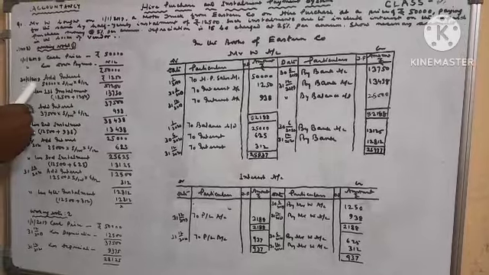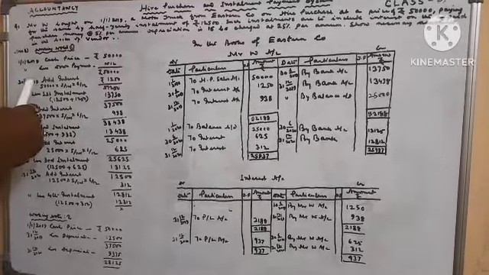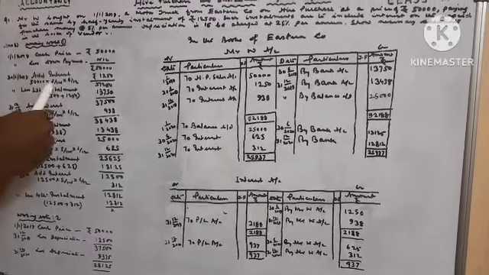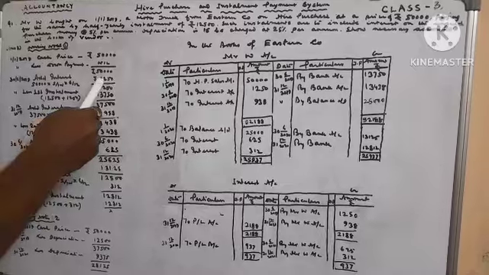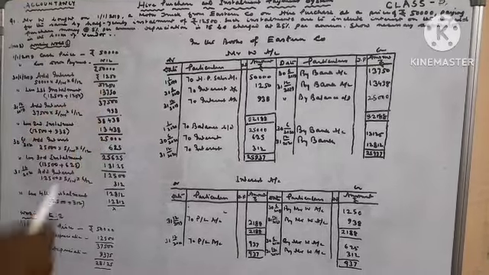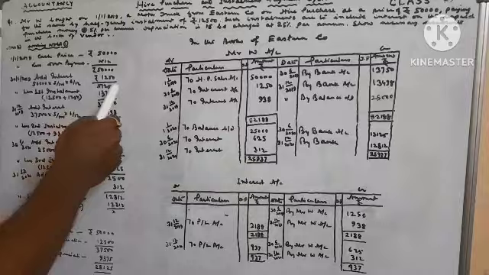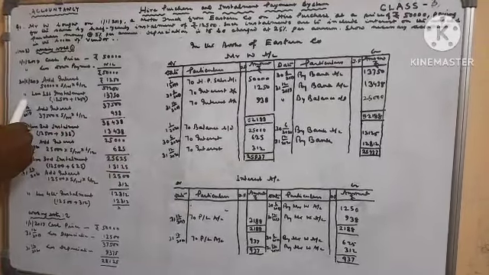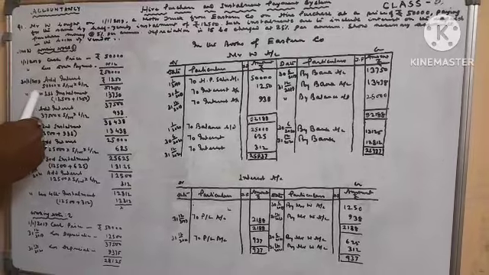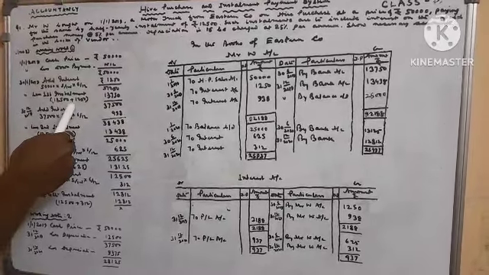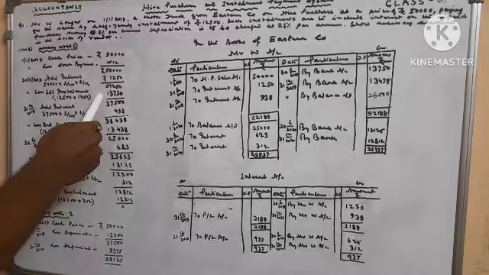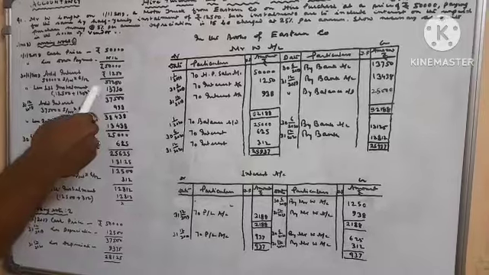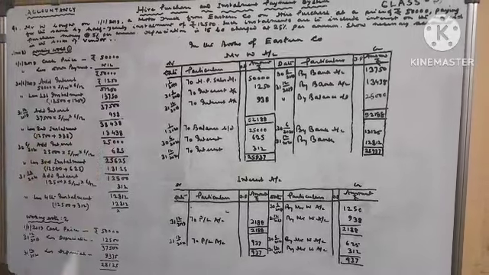On 30/6/2019, interest will be calculated and added. So 50,000 into 5/100 into 6/12, 1,250. After adding interest, the result is 51,250. On the same date, the first installment will be paid. So less first installment 12,500 plus 1,250 equals 13,750. After deducting the first installment, the result becomes 37,500.